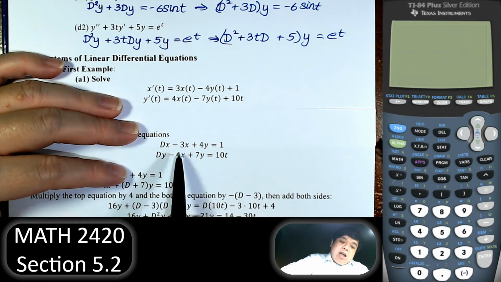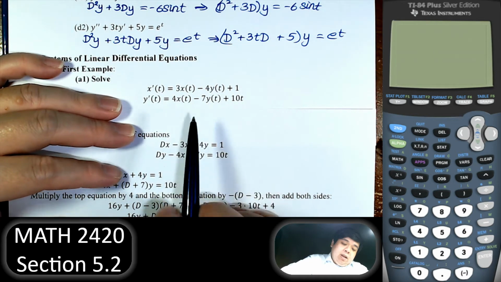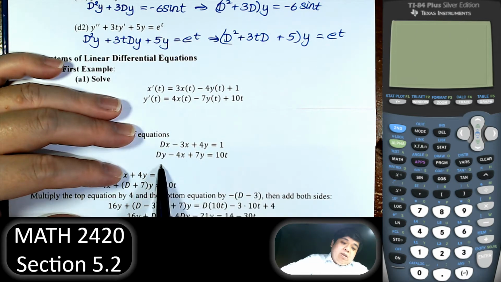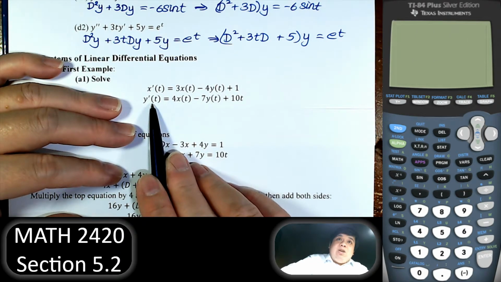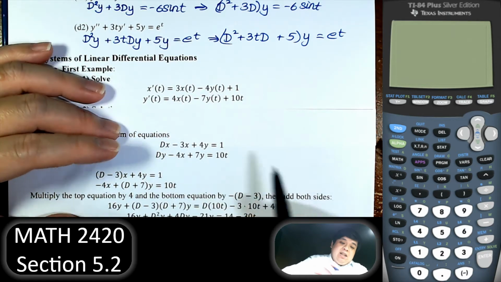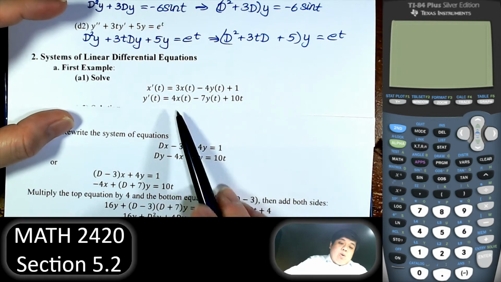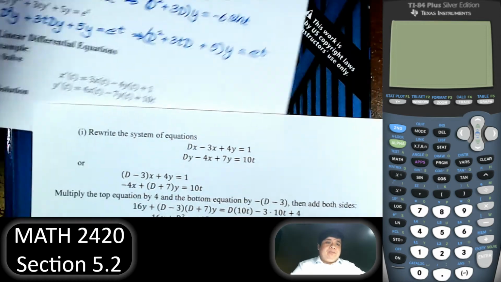So the derivative is Dx. 3x moved to the other side becomes negative 3x. 4y moved to the other side becomes 4y. Then Dy, minus 4x on the other side, plus 7y on the other side, equals 10t. So we have the system of differential equations given in that form.